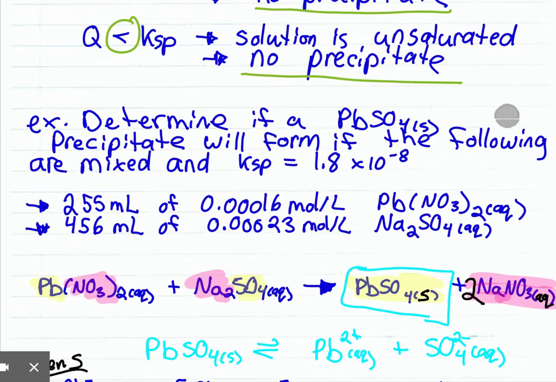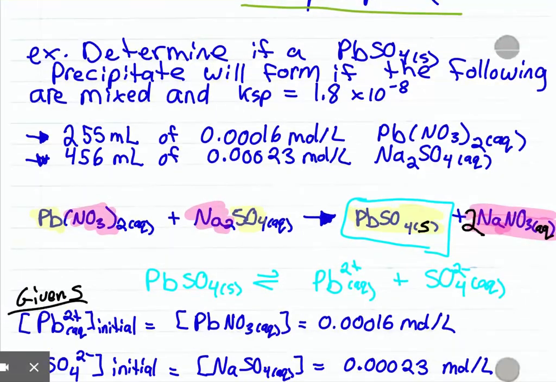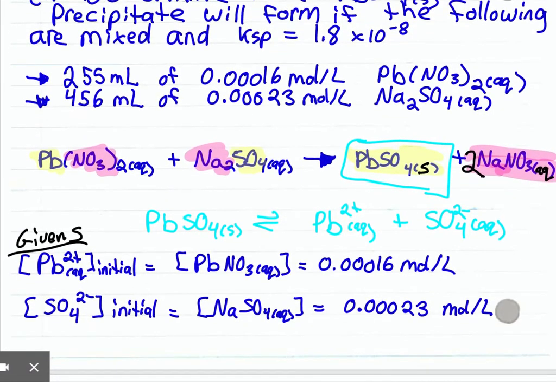But the amount of lead that is going to be in solution is coming from the lead nitrate, and the amount of sulfate is coming from the sodium sulfate. So we have to use the initial information we have up here to figure out the concentrations, or the amounts, of lead and sulfate. So what we do is we make a statement that looks like this. You're always going to want to make this given statement.